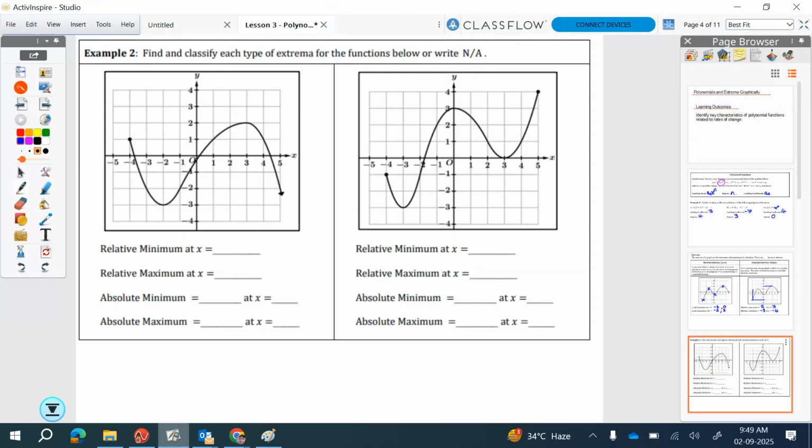So our first one is, what are the relative minimum? So our relative minimum is going to be here at this point, and that is going to be at x equals minus 2.